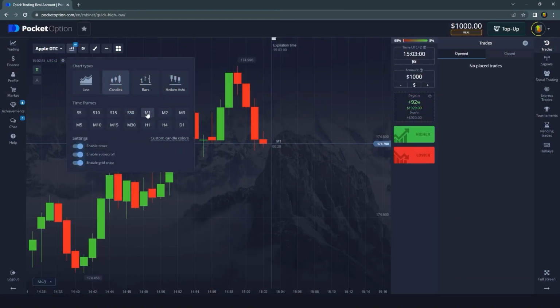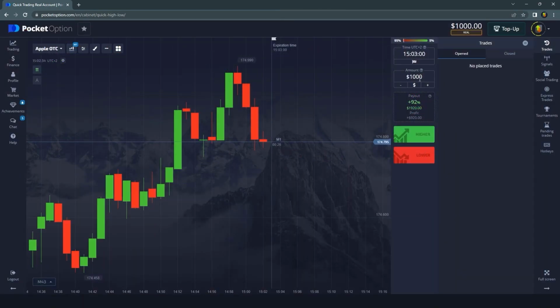Let's get to Pocket Option. I will use 1-minute candles for the chart. I set trade duration to 1 minute also. It works on different time frames too, but I like to trade mostly on 30 seconds and 1 minute.